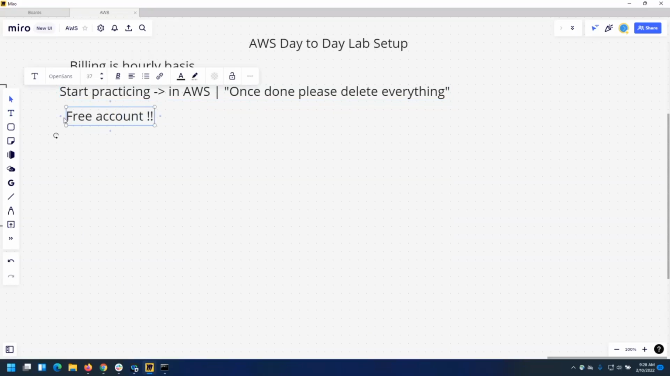Okay, that's one point. And the second one is when people are saying free account, one thing we need to understand is nothing is free in this world. Even AWS is not giving anything for free. So just for your learning purposes, AWS is giving one server, which is T2 Micro. Please make a note: T2 Micro is free for 12 months.